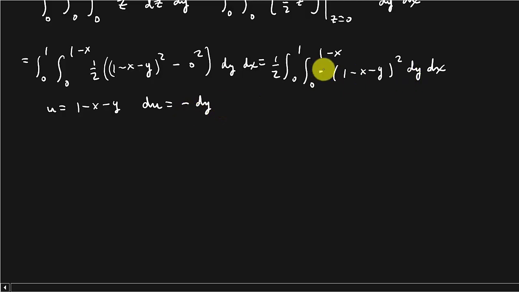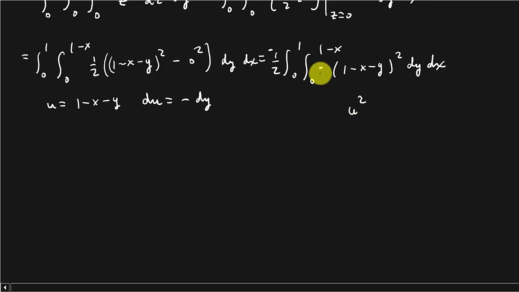So I would need a negative out here. So basically what I have when I make the substitution of u, I would have u squared, right? Because the negative dy is being replaced with du, and then the 1 minus x minus y is being replaced with u, so that's u squared. So that would actually be what? 1/3 u cubed when I integrate that.